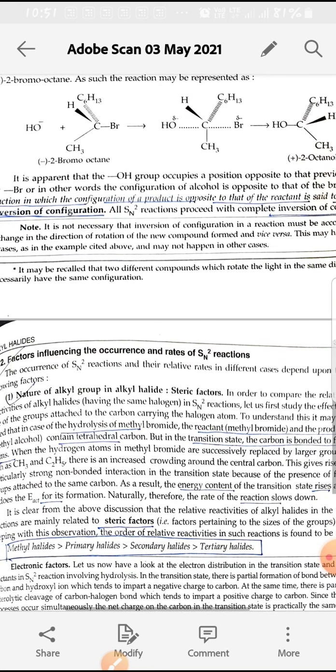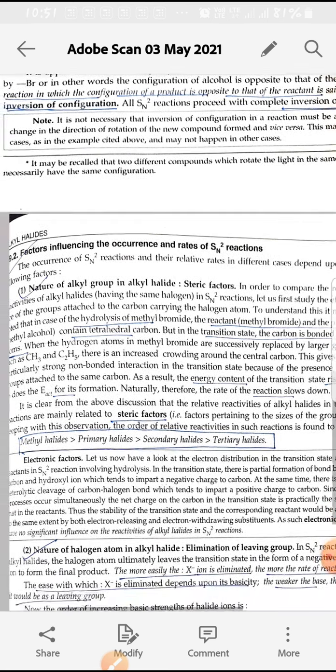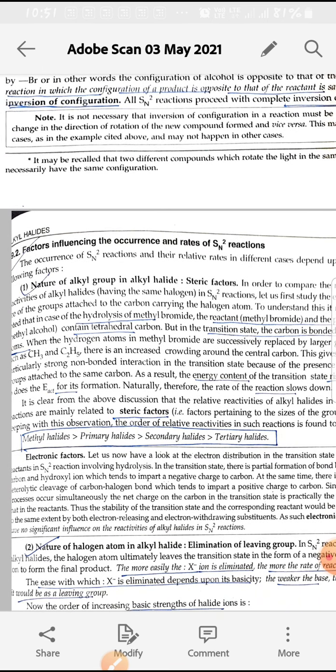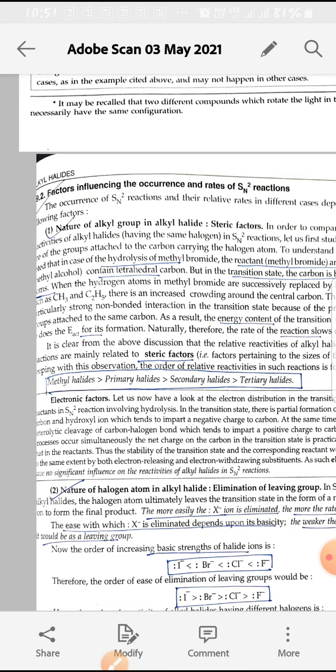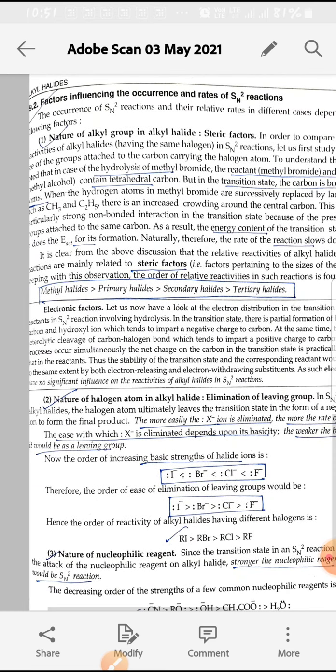If we are taking tertiary, then instead of hydrogen there will be more bulky groups, more steric hindrance. That's why, due to steric hindrance, methyl and primary halides are more reactive, then secondary halides, then tertiary halides. Because of the greater steric hindrance, the energy content of the transition state increases, then the activation energy also increases, then the rate of reaction becomes slow. That's why primary halides will be more reactive than secondary, then tertiary halides.